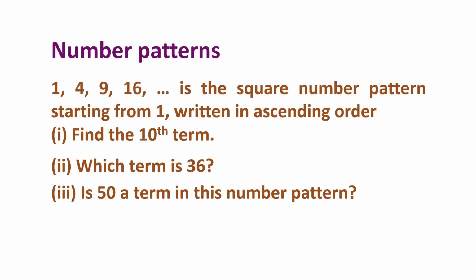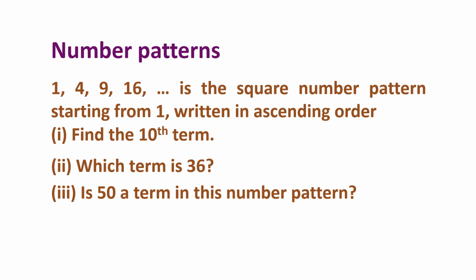So now here there's an example, we'll go through that. 1, 4, 9, 16 and continuing, these three dots represent continuing, is the square number pattern starting from 1 written in ascending order. Find the 10th term of the number pattern.